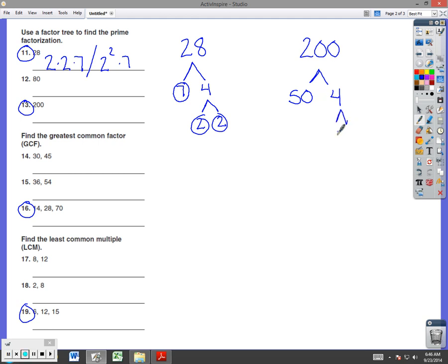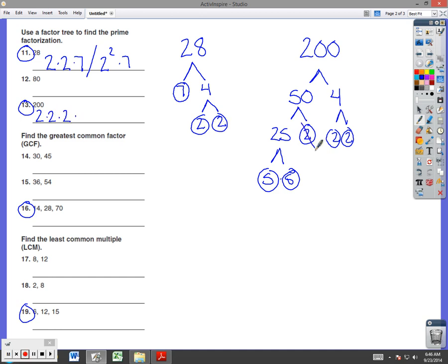Let's break up 4 into 2 times 2. There's my prime numbers. I will circle them. 50, I think, is 25 times 2. 2 is prime. I'll circle it. 25 is 5 times 5. Those are both prime. As a string of prime numbers, it is 2 times 2 times 2.